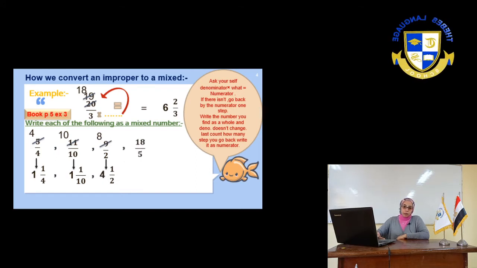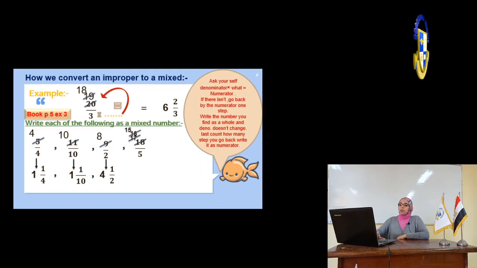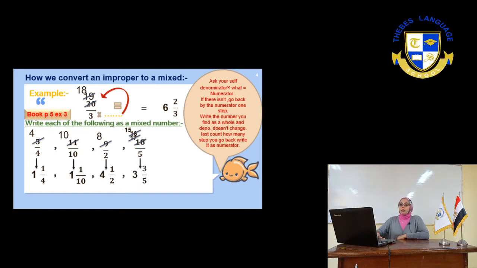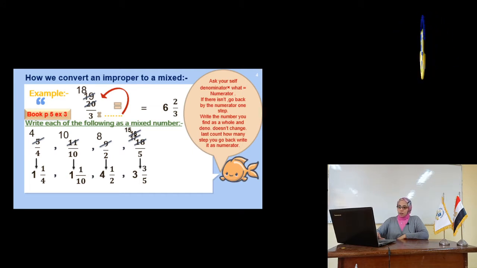18 over 5. Ask yourself, 5 times what equals 18? There is none. Go back one step. It will be 17. 5 times what equals 17? We haven't. It will be 16. Again, 5 times what equals 16? There is none. Go back one step. It will be 15. 5 times what equals 15? 5 times 3. So the whole will be 3. And the denominator as it is, 5. And count how many steps we went back. We went back 3 steps. So the numerator will be 3. The new mixed number will be 3 and 3/5.